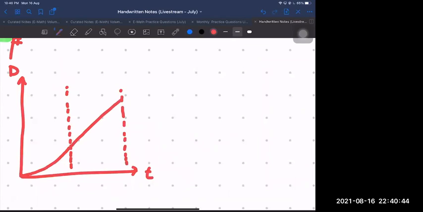Remember, this is a curve, and this is a line. And this is how the values look like for this question.